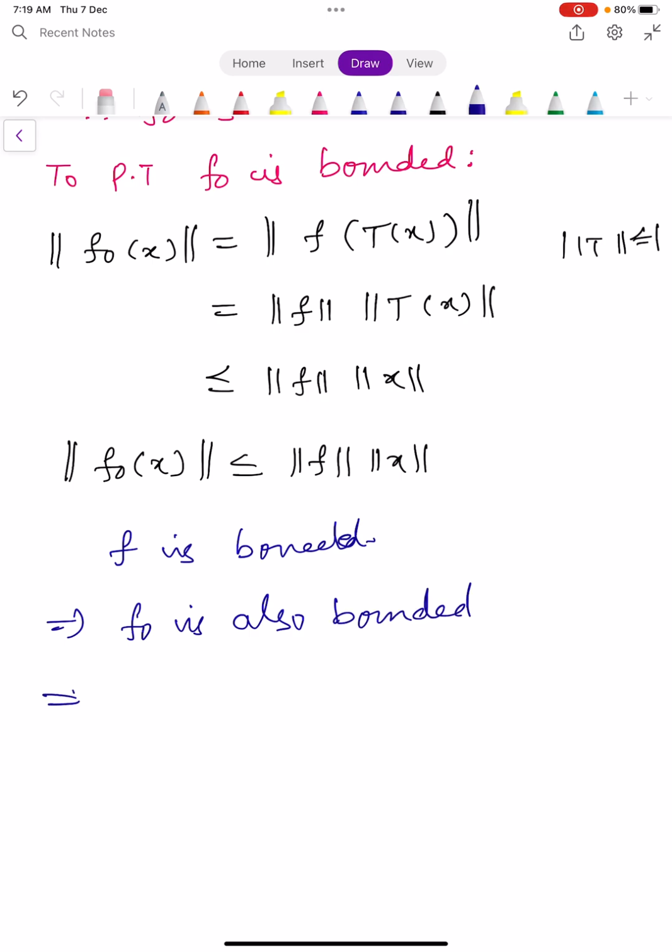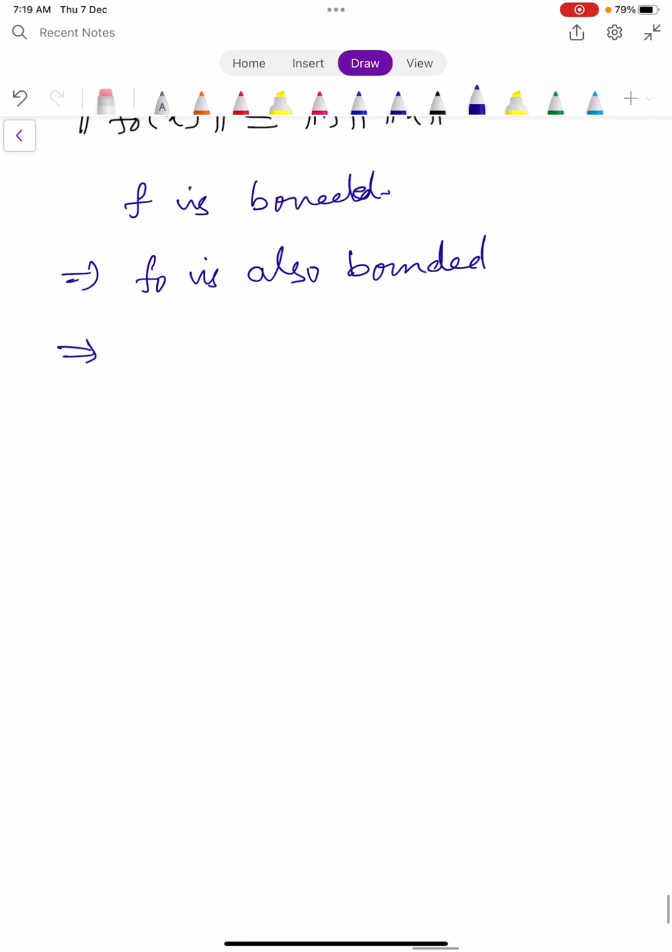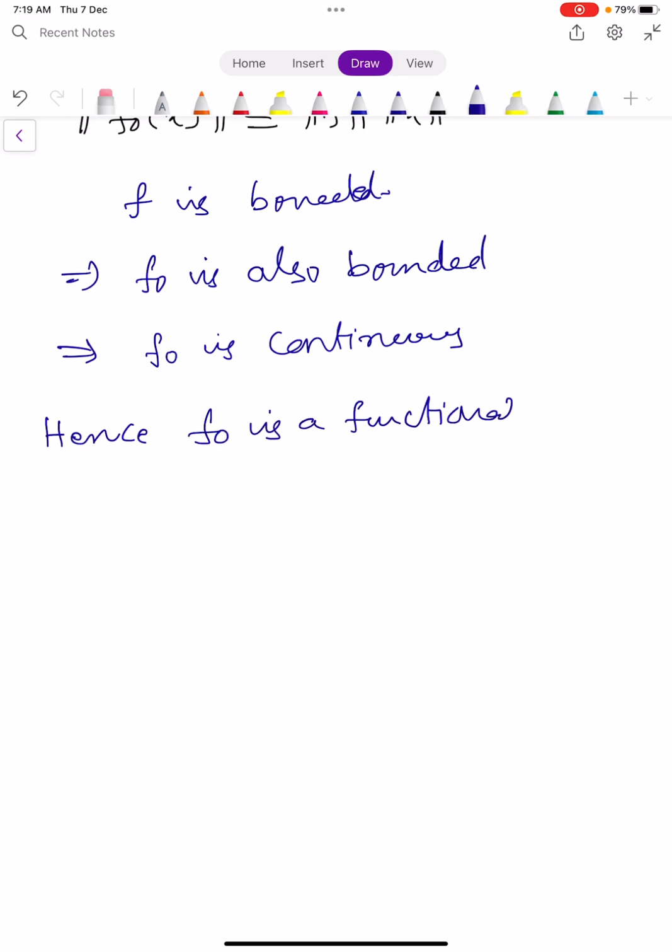If f naught is bounded, we know that every bounded linear transformation is continuous. So f naught is continuous. Hence, f naught is a functional on N star. Further, this f naught is an extension of f and it is a functional on N star.